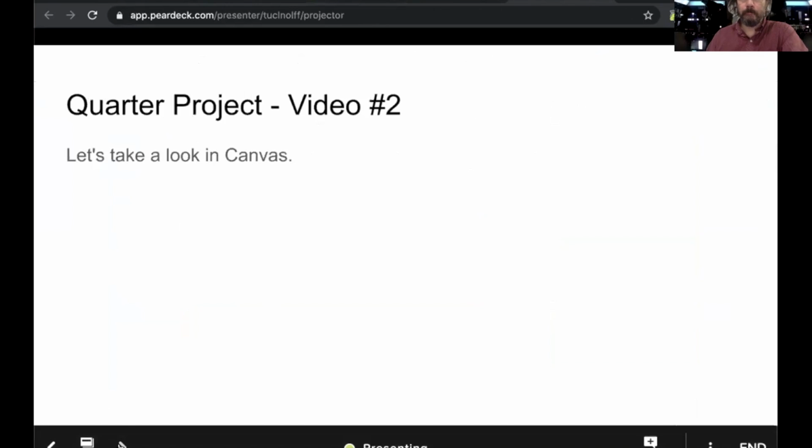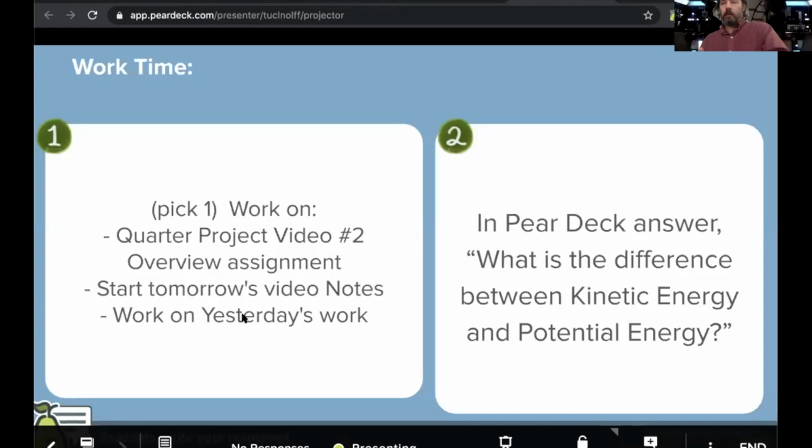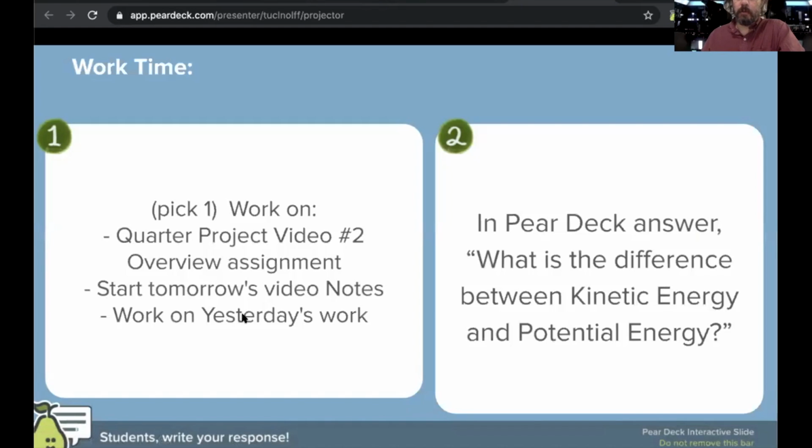Questions? Okay. You have about 8 minutes or so. It's not a lot of time, but you can be working on first answering the Pear Deck question. What's the difference between kinetic energy and potential energy?